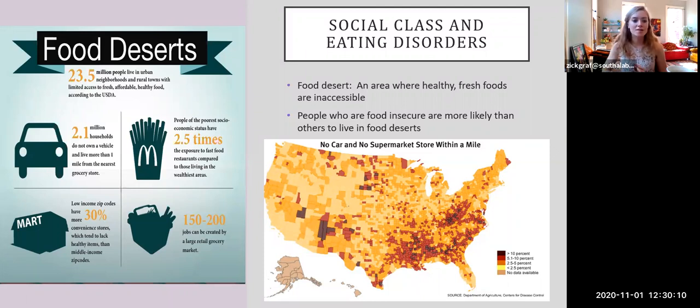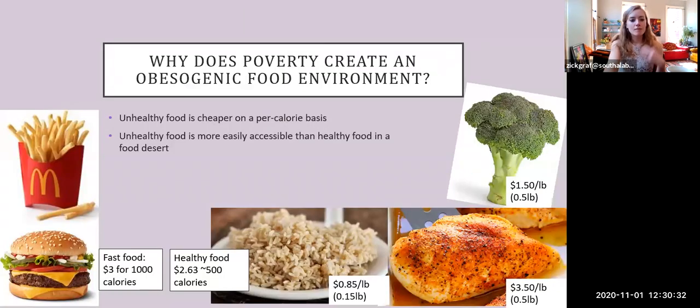People who live in food deserts are more exposed to fast food because fast food restaurants, corner stores, and bodegas tend to come in and take the place of supermarkets and fresh food in providing food for these areas. And of course, there's a lot of overlap between being food insecure and living in a food desert. So poverty causes obesity, and it does this by creating what's known as an obesogenic food environment.